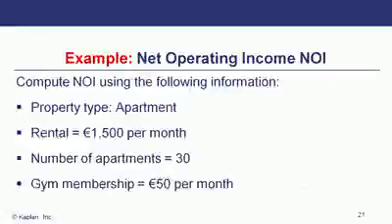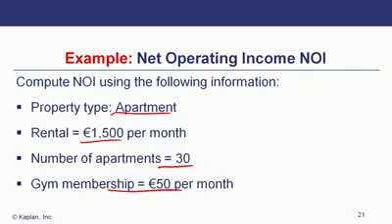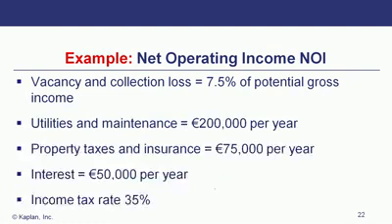So let's add some numbers to it real quick. We're going to compute NOI for the following property. It's going to be an apartment complex. The rents are going to be 1,500 euro per month, and there are going to be 30 apartments, and then gym memberships for each of the 30 units are going to be $50. Let's see, V&C, vacancy and collection, is going to be 7.5% of potential gross. Utilities and maintenance are going to be $200,000. Property taxes and insurance are going to be $75,000.